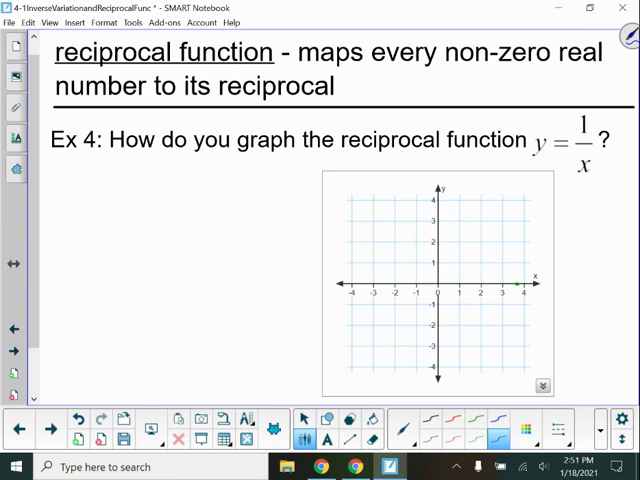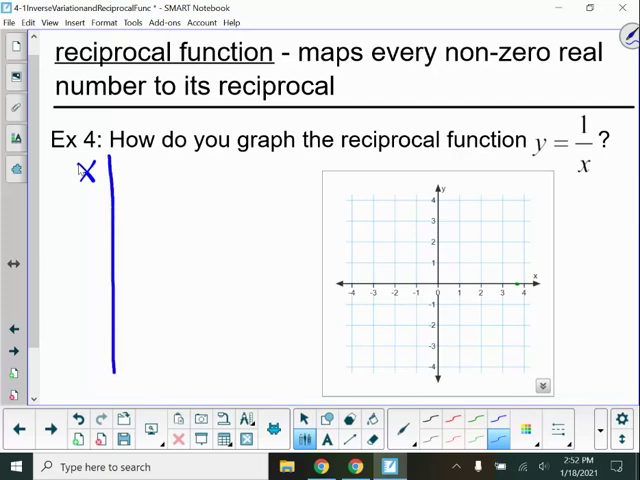Part 2 for your lesson for 4-1, the inverse variation reciprocal function. The reciprocal function is going to map every non-zero real number to its reciprocal. So it's basically going to be a mapping of all the possible values with your inverse variation. So example 4, what we're starting out with, how do you graph the reciprocal function y equals 1 over x?